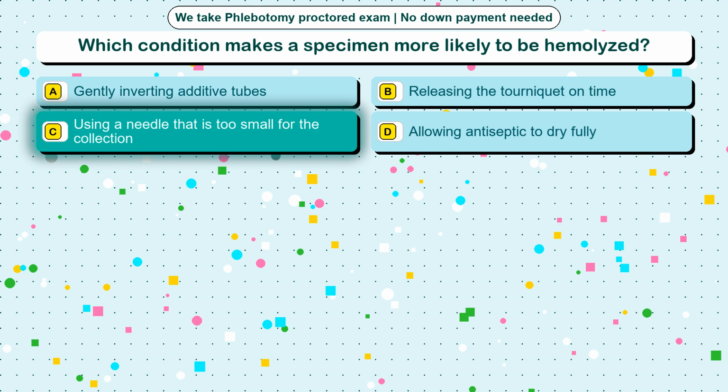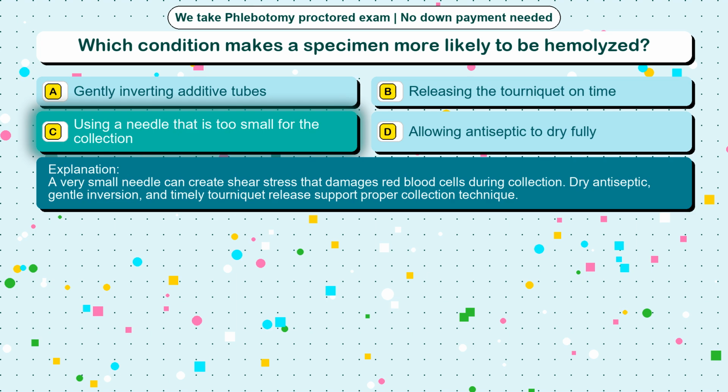Using a needle that is too small for the collection. A very small needle can create shear stress that damages red blood cells during collection. Dry antiseptic, gentle inversion, and timely tourniquet release support proper collection technique.